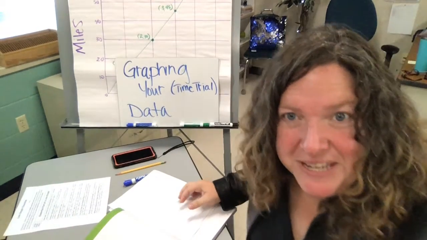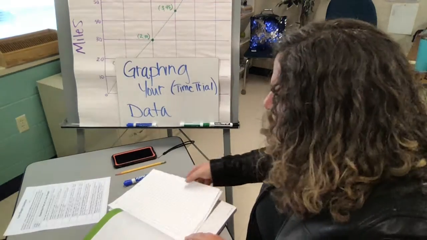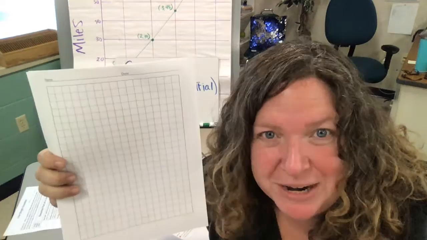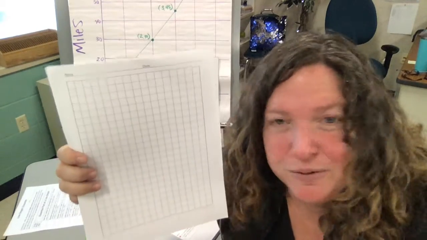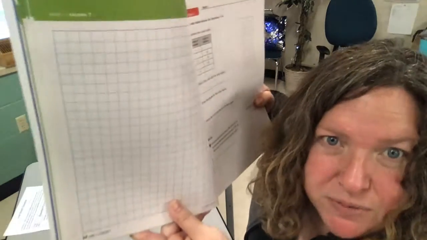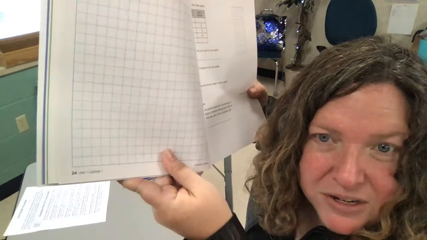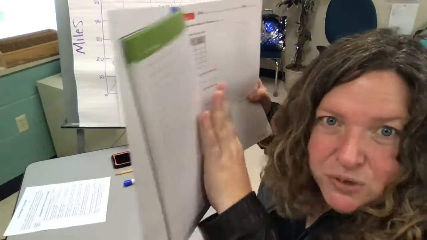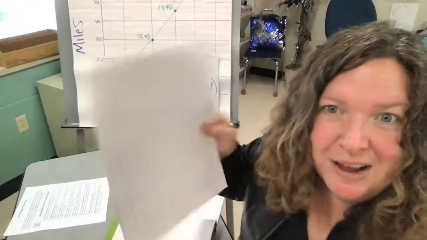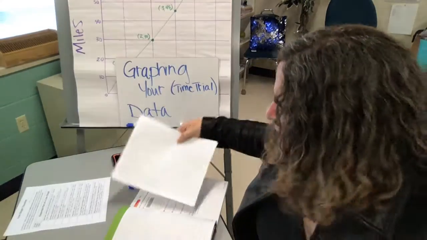The next thing you need is some graph paper. So if you picked up your packet from school last week on Thursday, I think it was, you have a packet of graph paper. You're in great shape. But if you forgot, if your family couldn't make it, no worries, because you've got graph paper right in your book on page 24. You can use that. So you need to have graph paper because we're going to be working on graph paper.